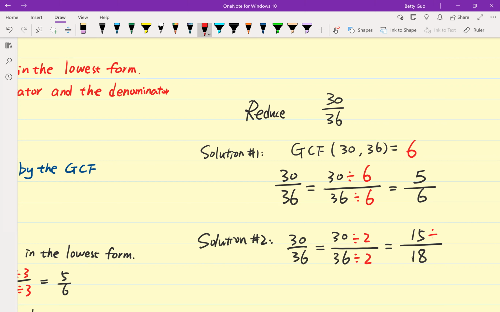We can divide 15 by 3. Also divide the denominator 18 by 3. 18, 1 and 8 add up to 9. 9 is divisible by 3, so 18 is divisible by 3. After this, we have 5 over 6. We will have the same thing. So you don't have to reduce the fraction in one step. You can do it in more than one step. Am I clear about that? Whichever way you feel more comfortable. Any questions? That's how we reduce a fraction.